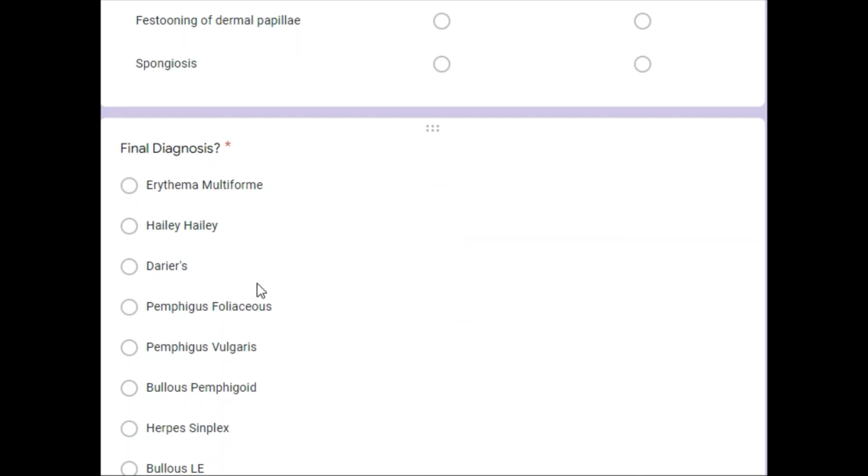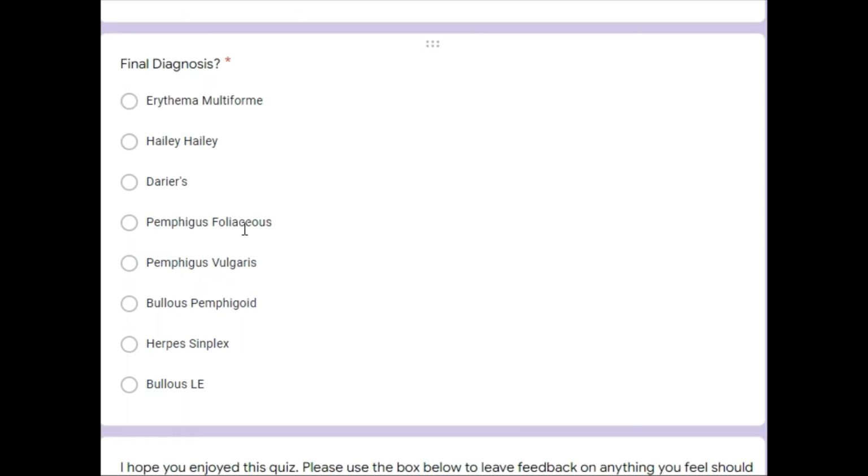Alright, so the final diagnosis: Pemphigus vulgaris. Pemphigus foliaceus, you see a superficial blister. Darier's, well, you may actually think about Darier's, but you don't see this tombstoning that you see in Pemphigus vulgaris. Hailey-Hailey, you may sometimes see a Pemphigus vulgaris type of histology, but not Darier's. Erythema multiforme, you see necrosis of the keratinocytes with vacuolar interface change. There is no necrosis here. Bullous pemphigoid is a subepidermal blister. Herpes simplex, you do see Tzanck cells. Bullous lupus is a subepidermal blister.